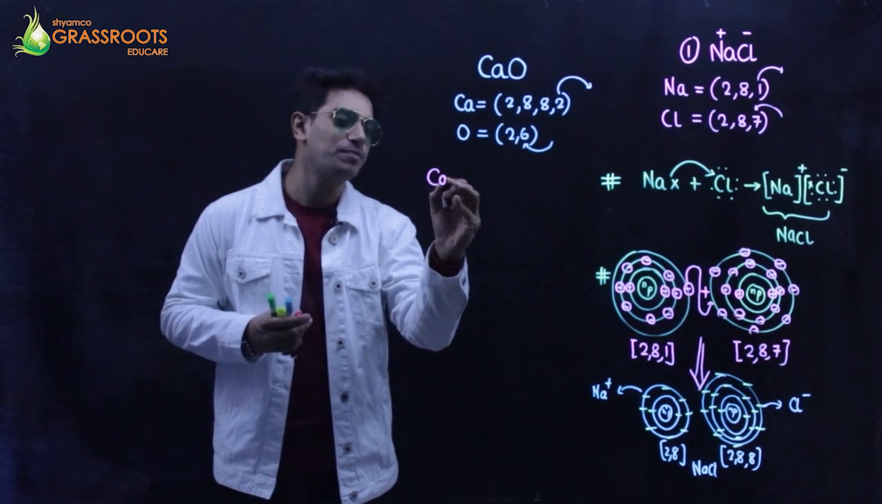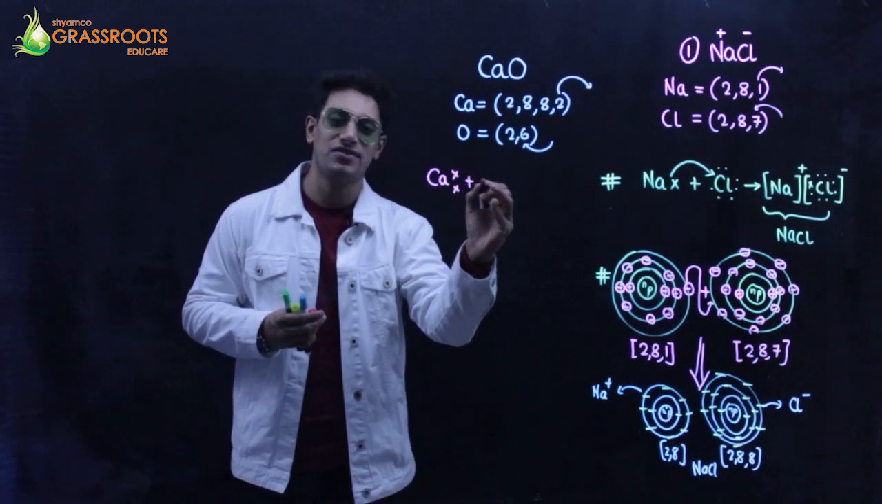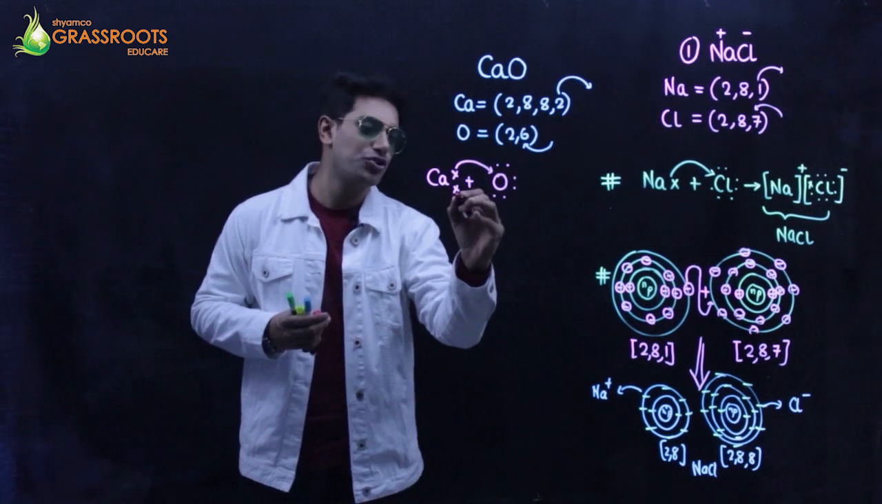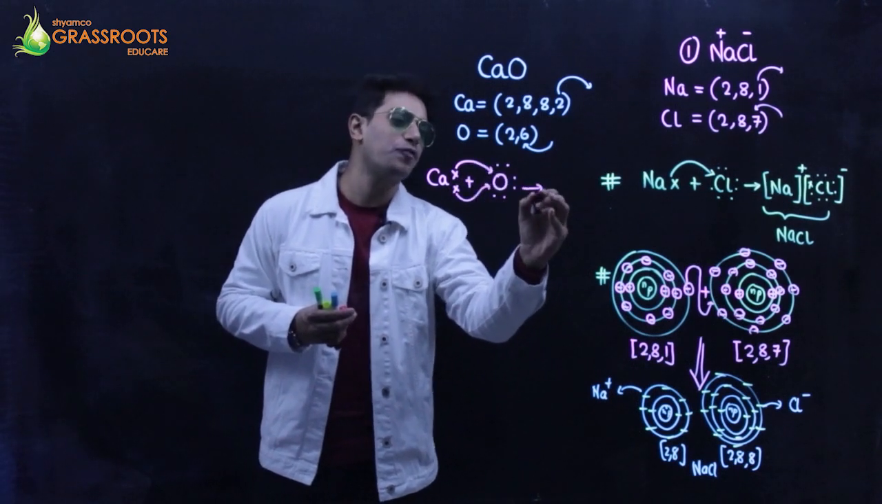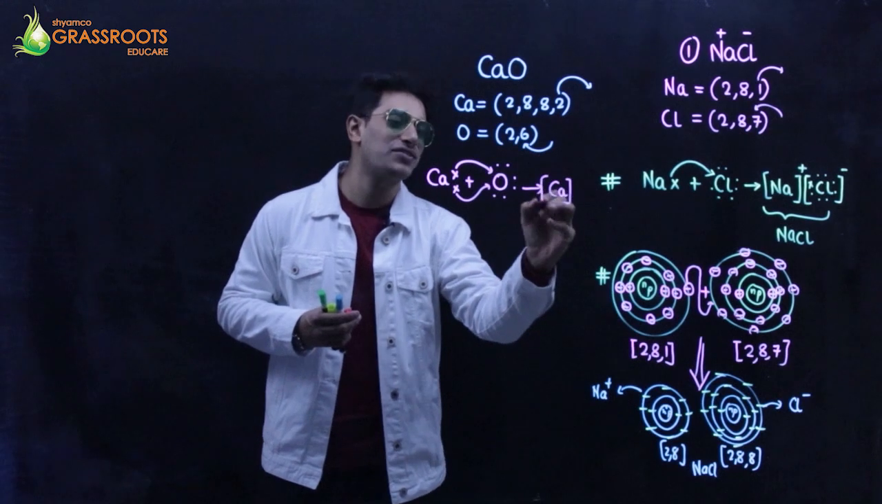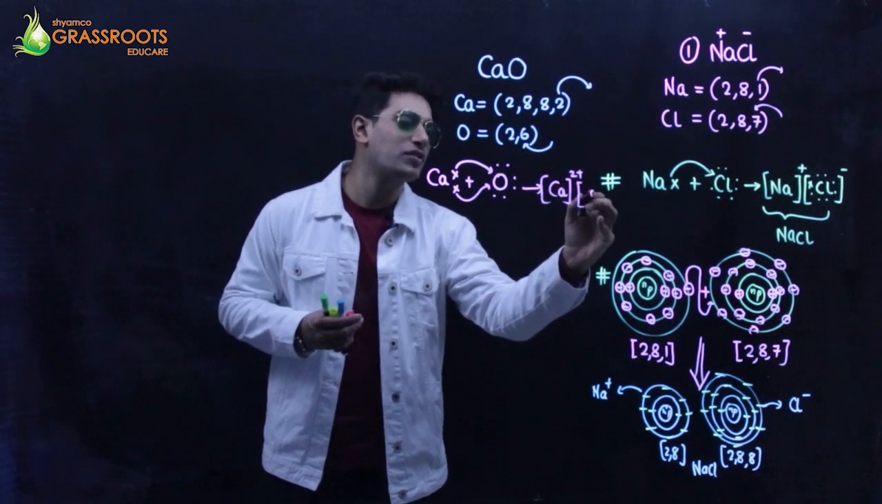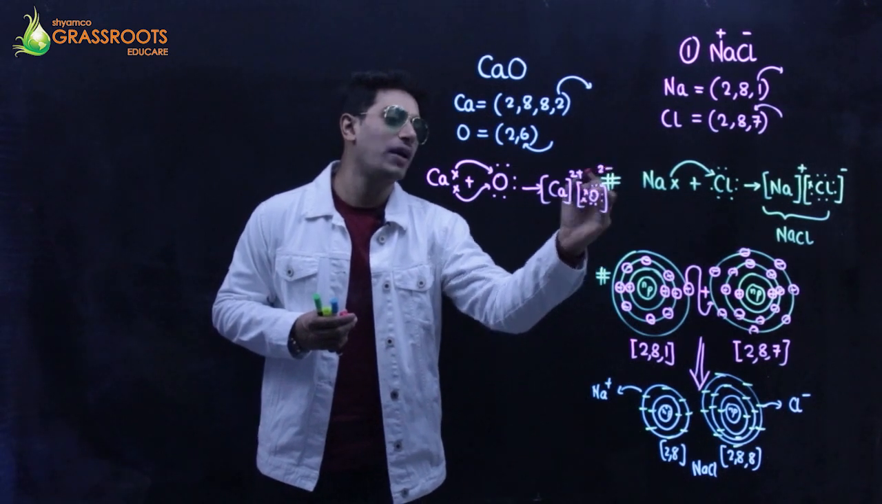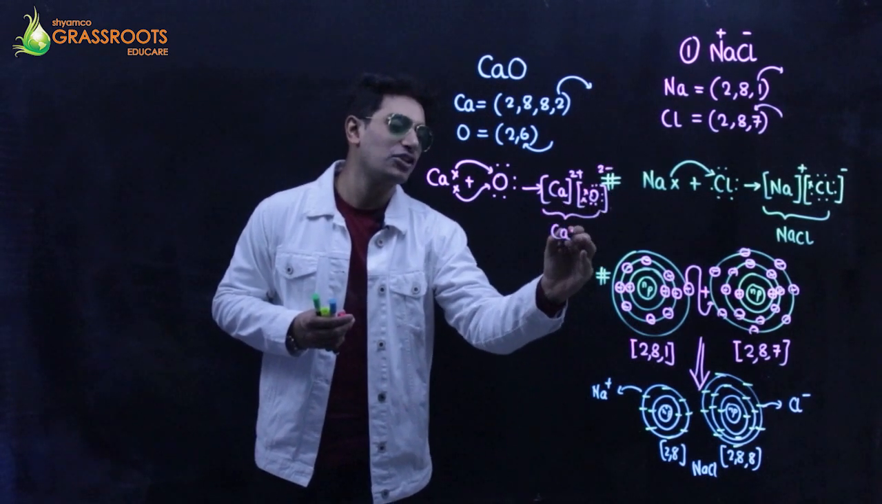Alright, we have calcium with 2 electrons plus oxygen with 1, 2, 3, 4, 5, 6 electrons in the outermost shell. They get transferred, forming Ca 2 plus and oxide with 1, 2, 3, 4, 5, 6, 7, 8 electrons, 2 minus, forming calcium oxide.